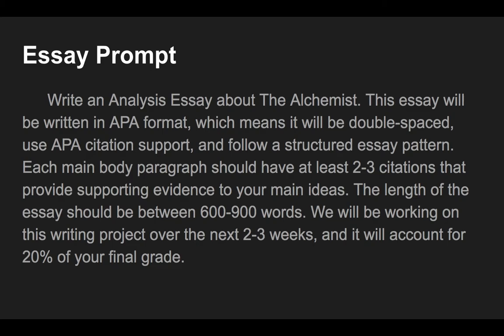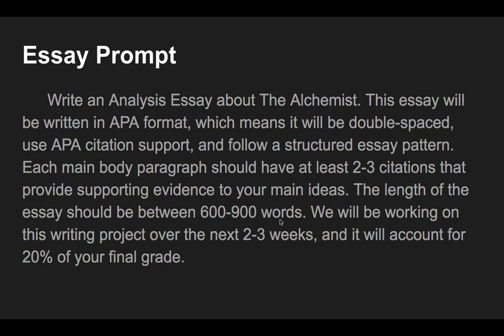We've practiced this already, guys, right? We've practiced our paraphrasing, we've practiced APA citations. You're comfortable with both integral and non-integral citations. Those are the tools that I want you to use to discuss the 3 main body topics that you select. The length of the essay should be between 600 and 900 words.